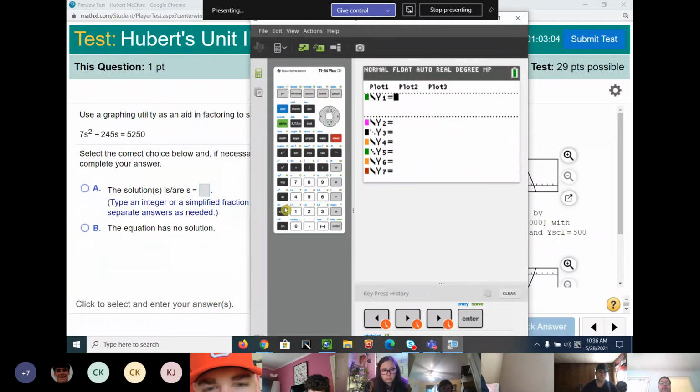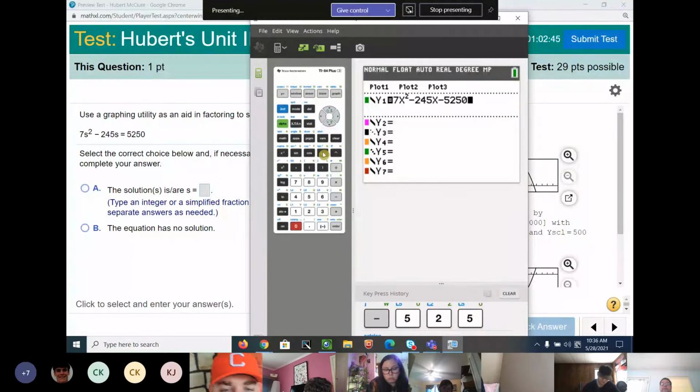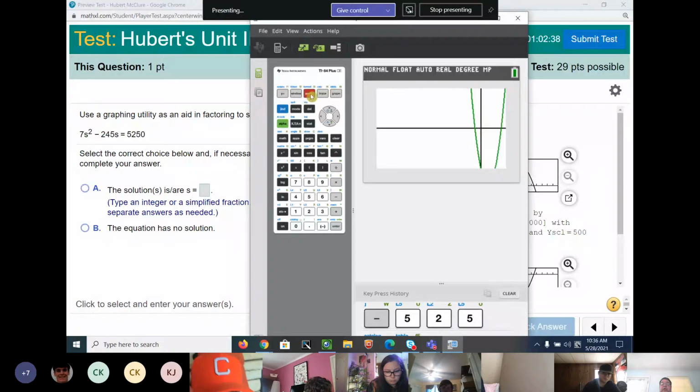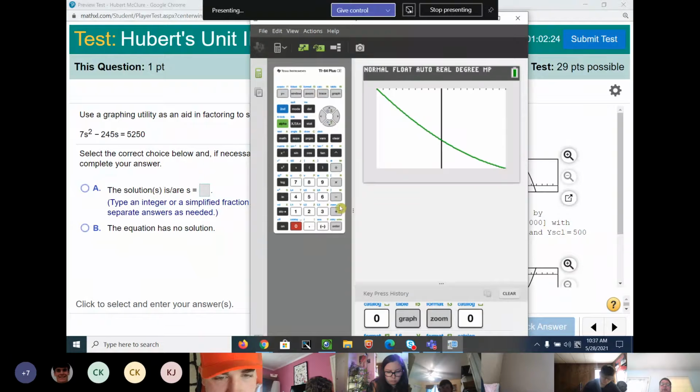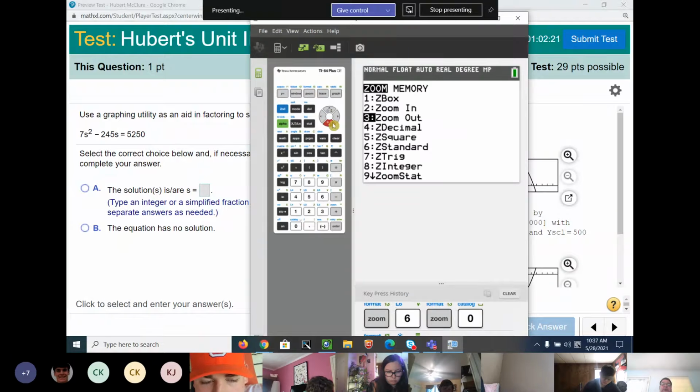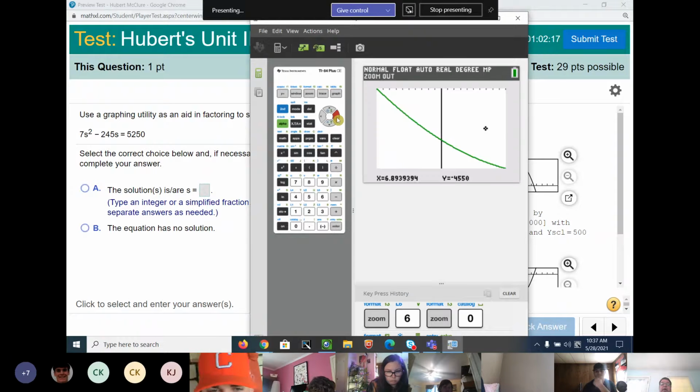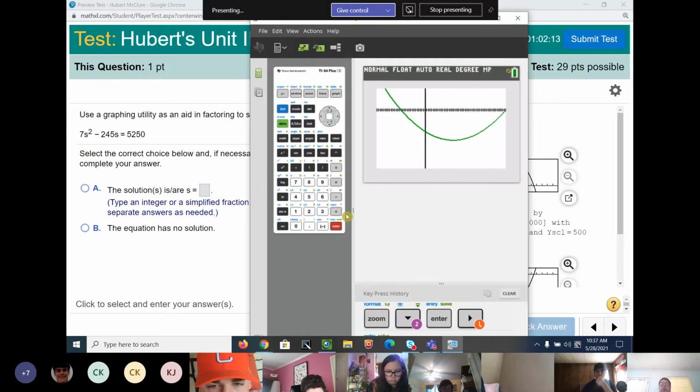All right. So 7x raised to the second power minus 245x minus 5250. And graph. And I'm going to do a zoom fit and zoom standard. And I'm not going to be able to get it. I'm going to have to go to zoom fit. And I'm going to zoom out. I like to see the whole graph. I'm sorry. So if you get mad at me, I hate it. There you go.